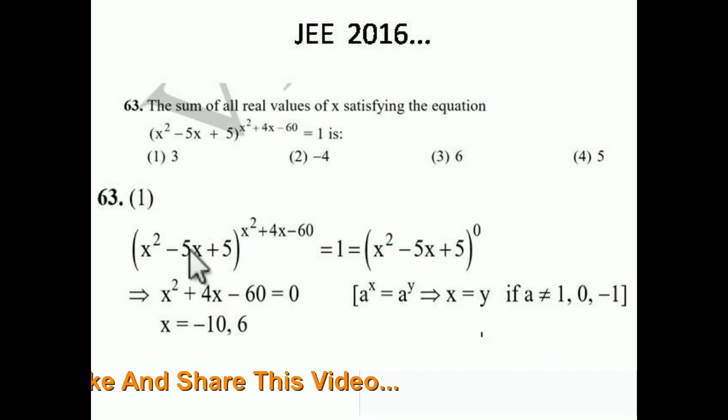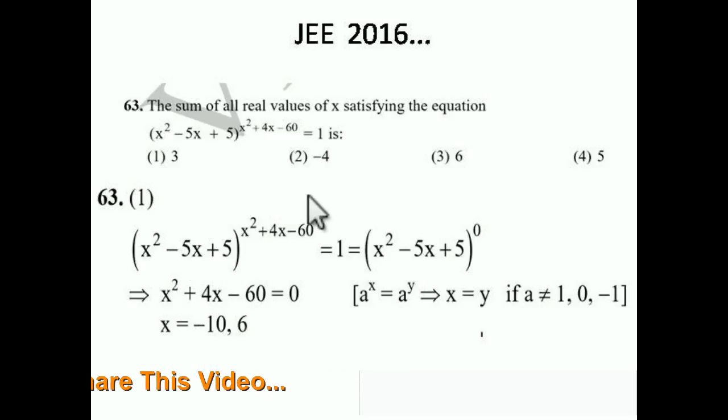Why? Because if a is 1, then the power doesn't matter. If −1, then the even power gives 1 and the odd power gives −1, and if 0, that power again doesn't matter. So except for these 3, this is going to be equal. Now this is equal to 0. That means x² + 4x − 60 is equal to 0.